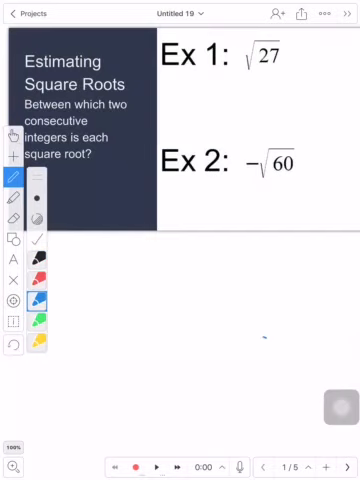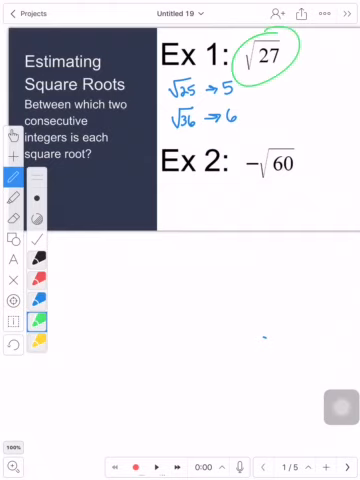So when I think about the square root of 25, I know that the answer would be 5. And when I think about the square root of 36, I know the answer would be 6. And this question is kind of saying, well, where does this fall? And this falls somewhere between the square root of 25 and the square root of 36. Obviously closer to the square root of 25, but if the question is between what two consecutive integers, remember consecutive means in a row, integers means whole numbers and their opposites, the answer would be between 5 and 6.